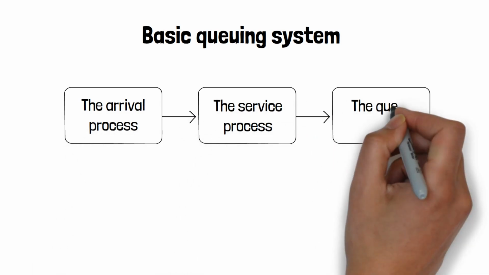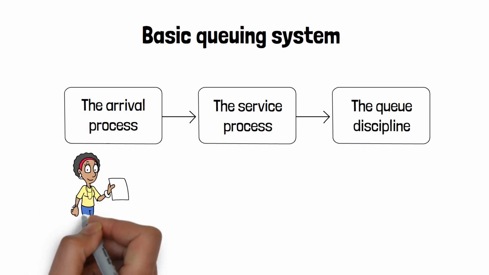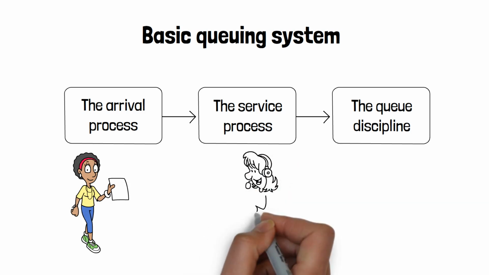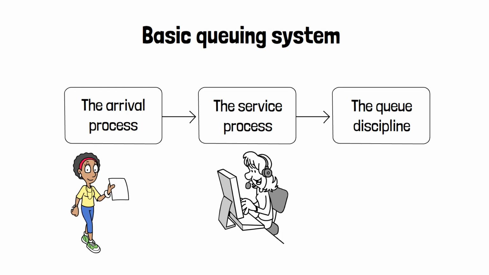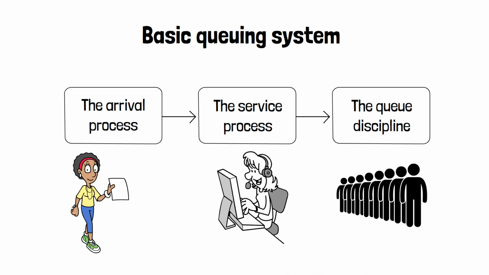A basic queuing system configuration consists of three parts: the arrival process, the service process, and the queue discipline. The arrival process describes how customers arrive at the service system, often modeled using a Poisson distribution, which assumes that arrivals are random and independent. The service process outlines how customers are served, typically modeled using an exponential distribution for service times. The queue discipline refers to the rules that determine the order in which customers are served, such as first come, first served, FCFS, or priority-based service.